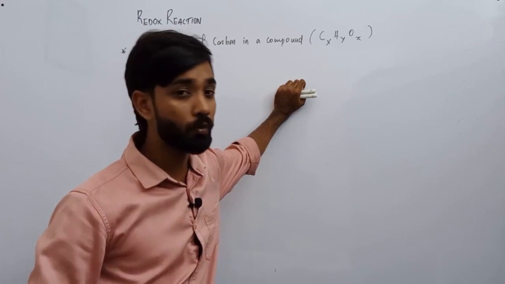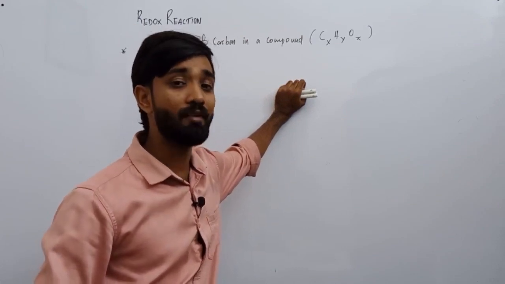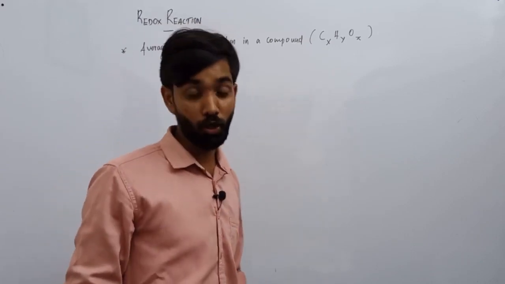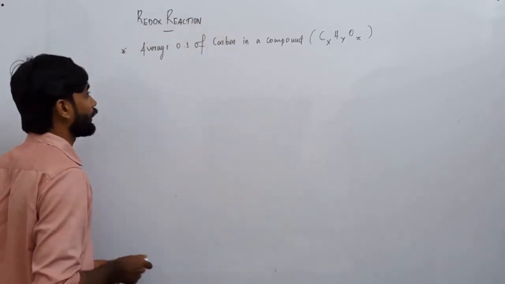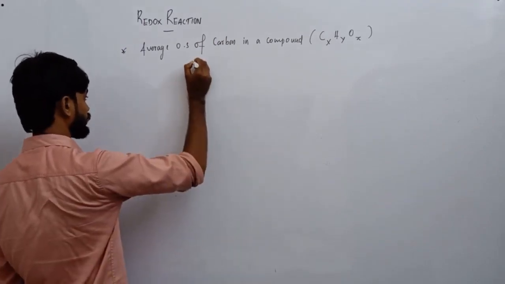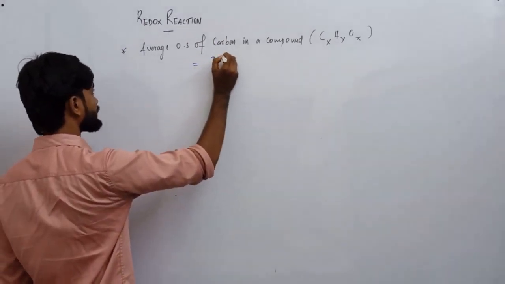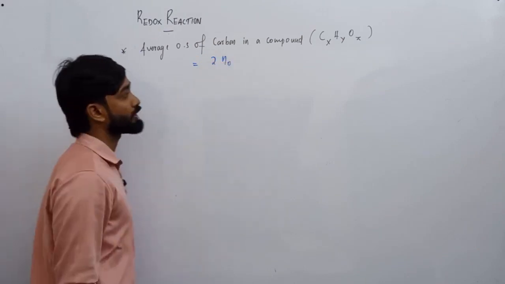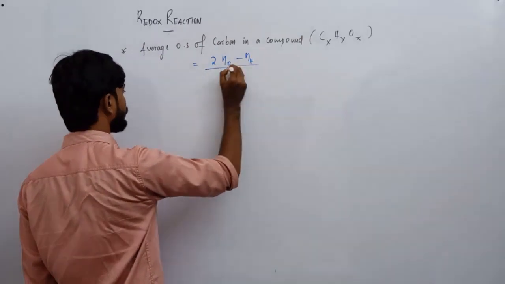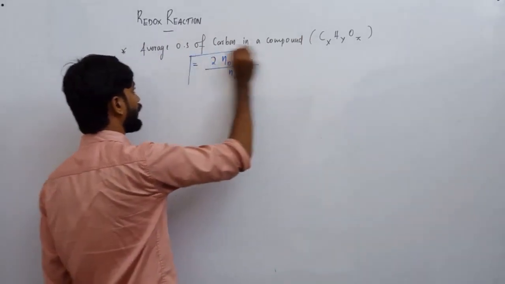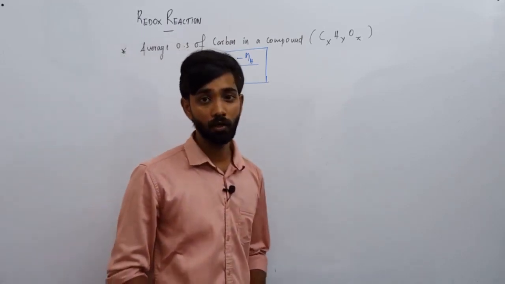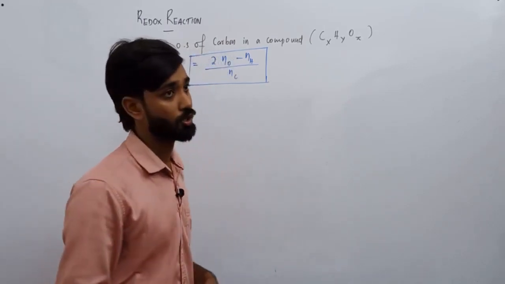What do you mean by average? Average means the total oxidation state of carbon divided by the total number of carbon. It can be easily calculated using the equation: twice the number of oxygen minus number of hydrogen, divided by number of carbon. This is the formula for finding the average oxidation state of carbon where the molecule has carbon, hydrogen and oxygen.